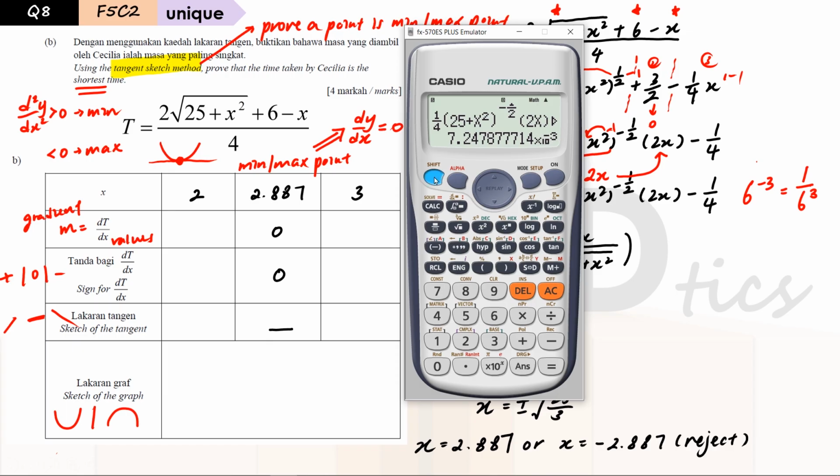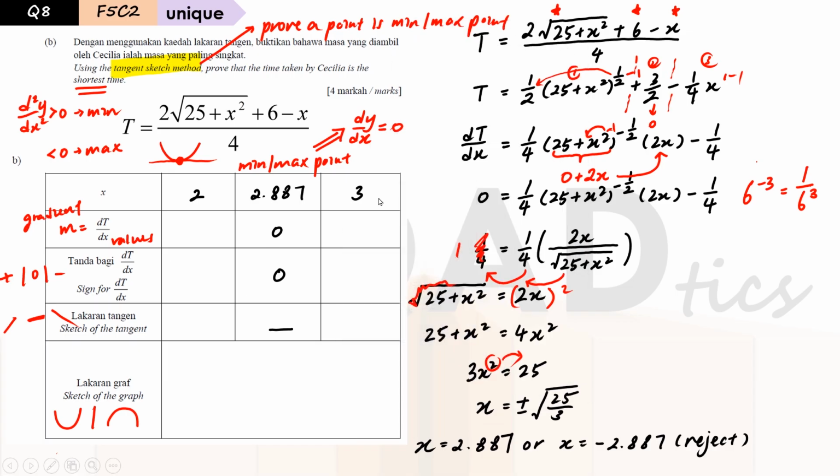So what we can do is press shift, press the ENG here. Okay, let me try again. Alright, so it will be 0.00724 and so on. Right, so let's get back to here and plug in the values that we have gotten. Alright, so negative 0.064 and 0.007. So now let's determine the signs for each of the values here.